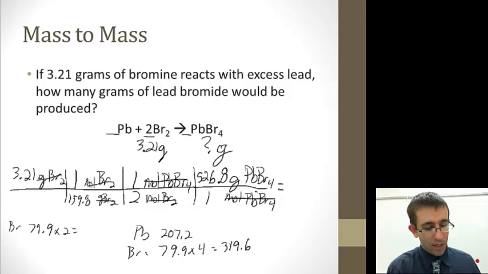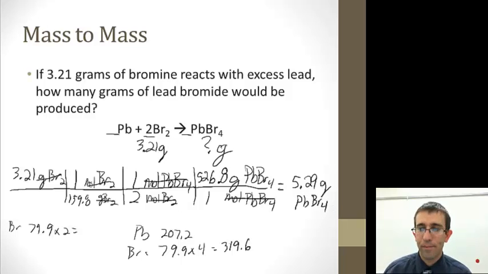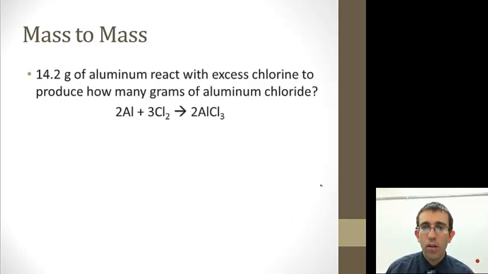So, multiply on top, divide on bottom. So we got 3.21 times 1 divided by 159.8 times 1 divided by 2, then times 526.8 divided by 1, and you get the grand total of 5.29 grams of lead bromide. That's it for this one. Let's try one more. Not going to do too many in this one. They all work the same way.